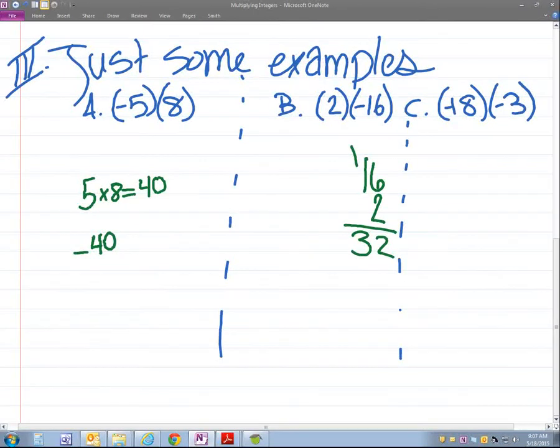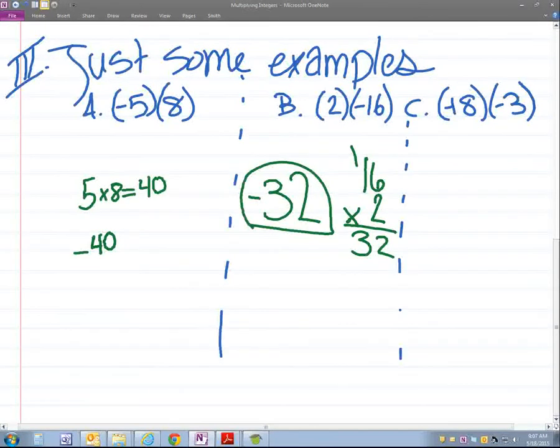Quinn? Please put the sign. How many times have I told you that this year? Thank you. Negative 32. Good. Okay. And pick a boy to do this one.